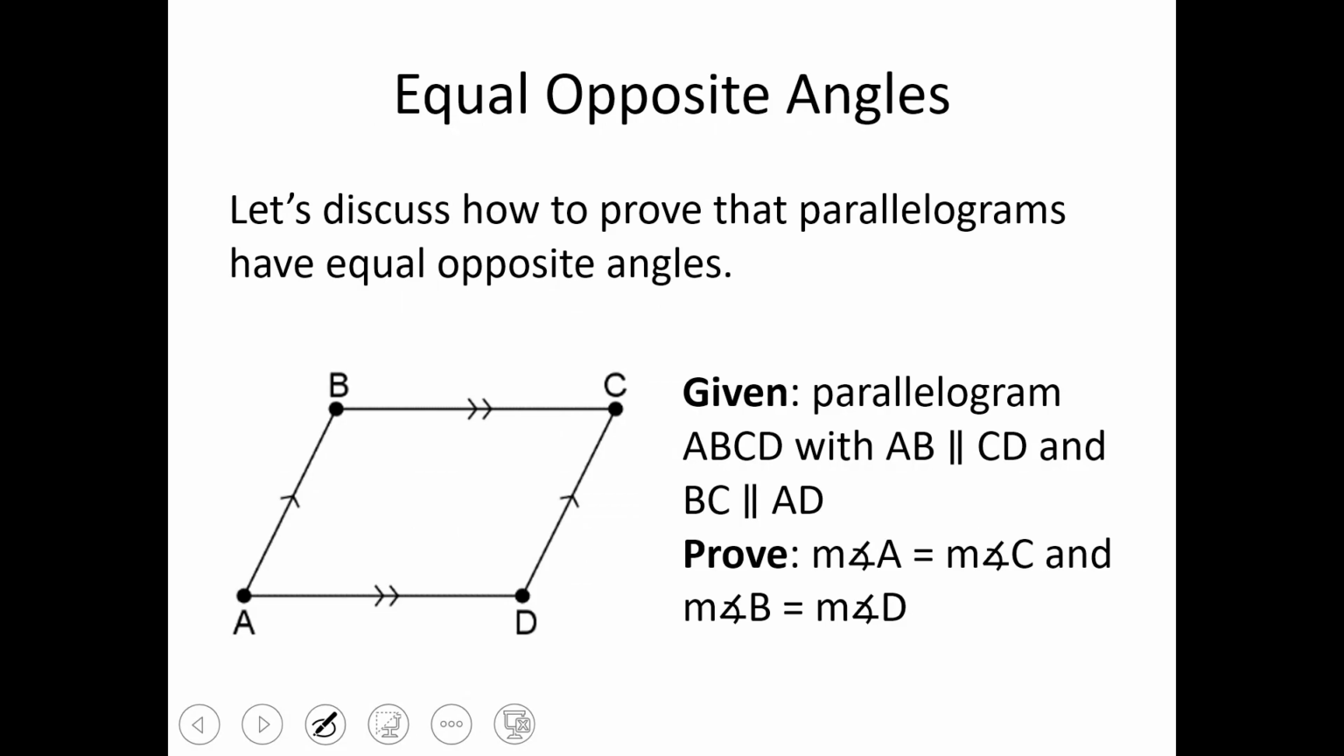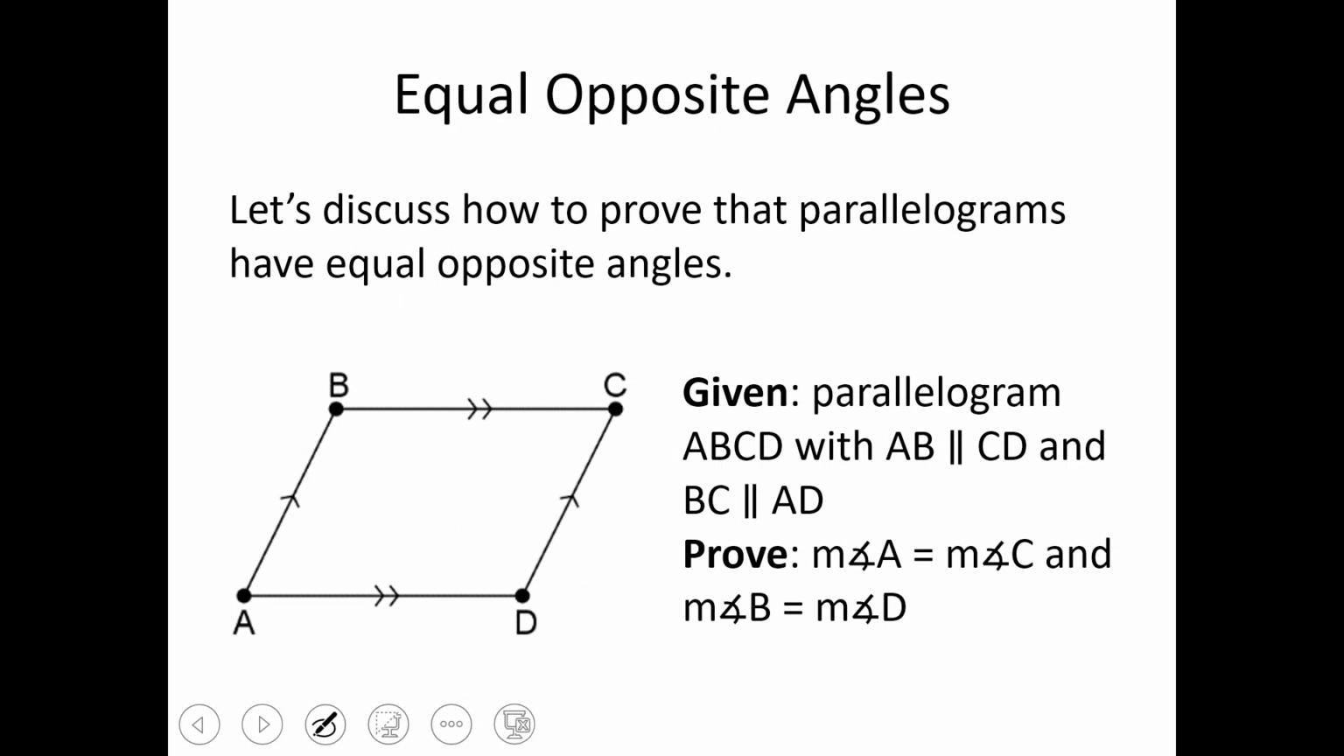Well, think about sides as potential transversals. For instance, we could have the parallels BC and AD with transversal AB, in which case angles A and B are consecutive interior. But BC and AD are parallel, so it follows that angles A and B are supplementary.